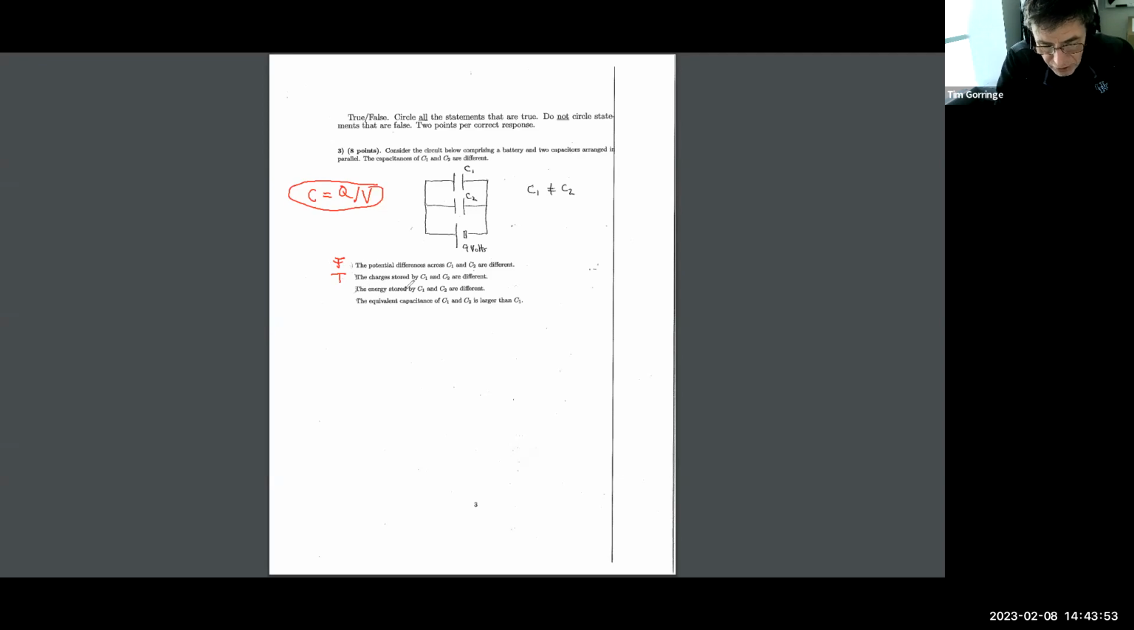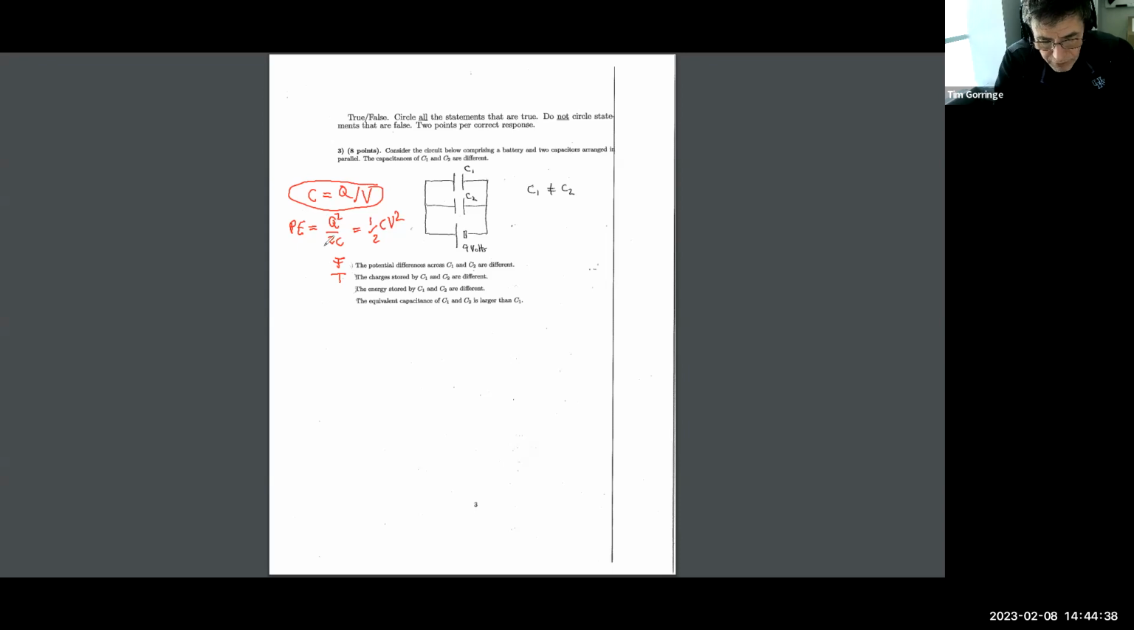Third statement. The energy stored by C1 and C2 are different. Well, we met various equations for the energy stored by a capacitor. So the energy stored by a capacitor, I could write it as electrical potential energy. We could, for example, write it as Q squared over 2C. Or we could write it as 1/2 CV squared. Both of these equations, one in terms of the charge, one in terms of the voltage, tell us the potential energy.